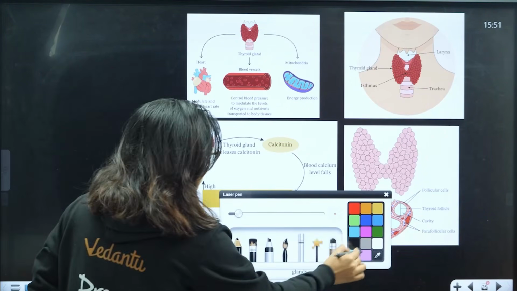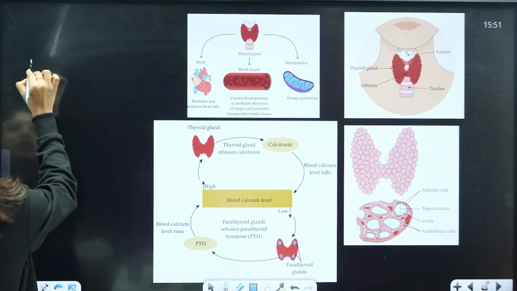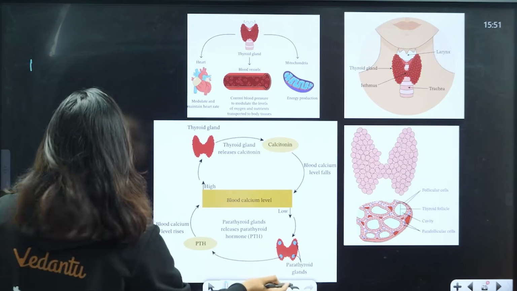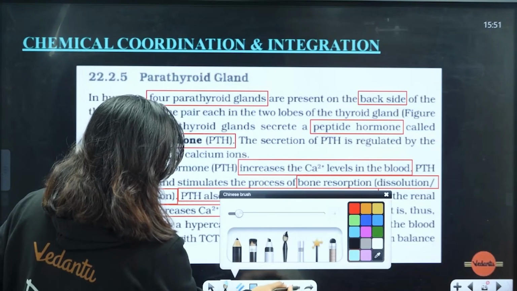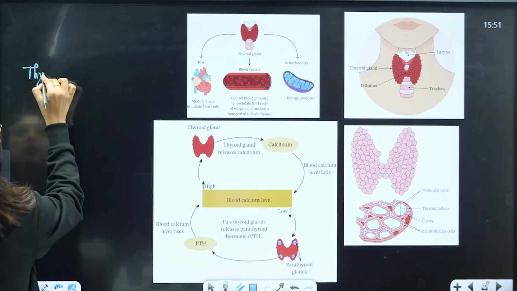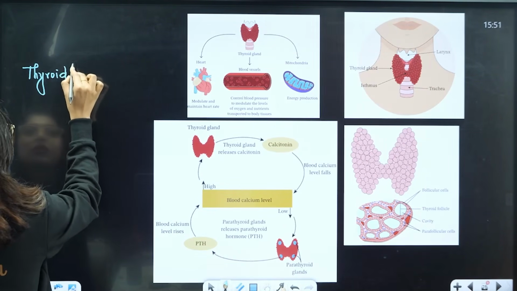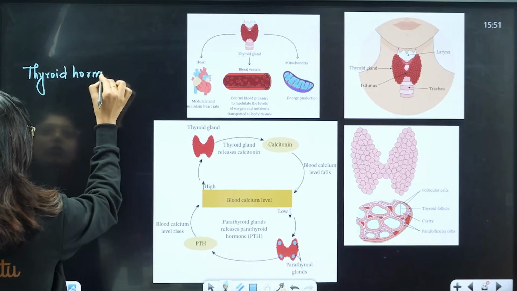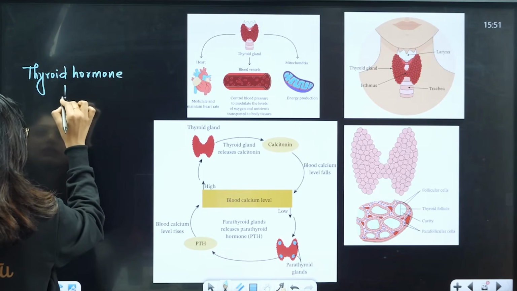Okay, so you should understand here, students, the thyroid hormone, that is your calcitonin.